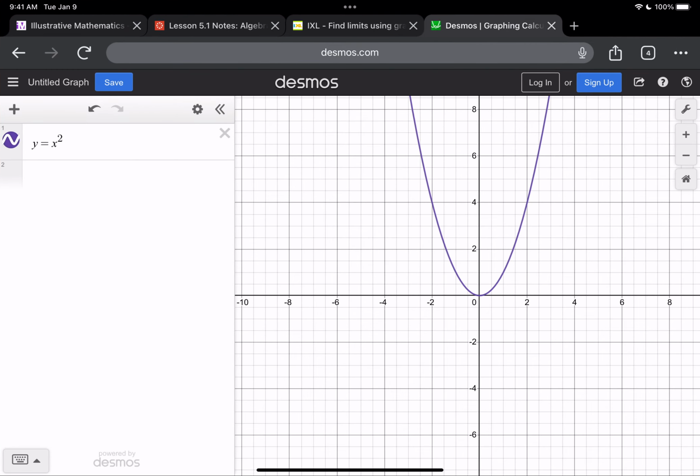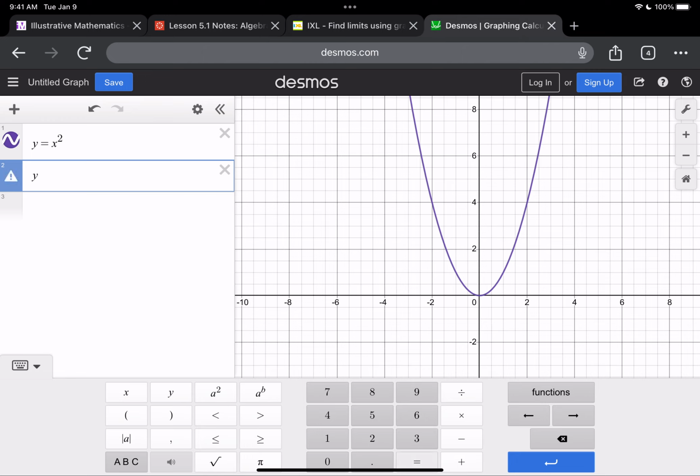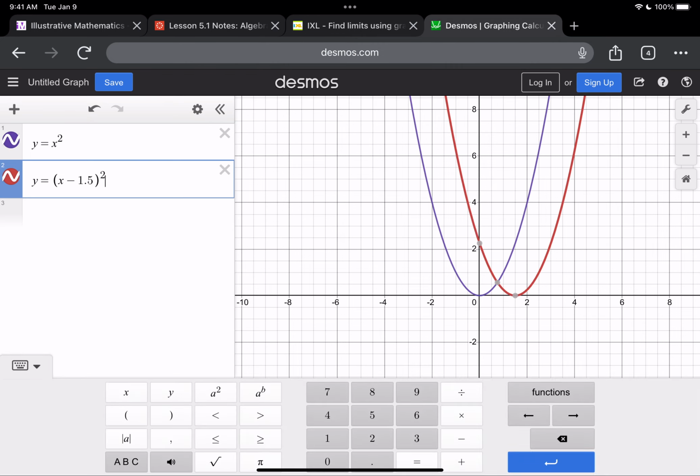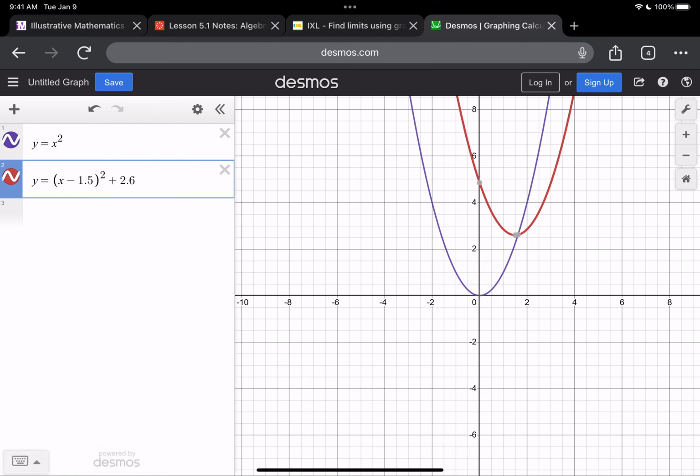I'm going to get rid of this one. I'm going to say y equals, or h of x, in this case, equals parentheses x minus 1.5. Oops, not 15, 1.5. Close that parentheses. It is now squared. So look, I already went to the right 1.5. So if you click on this, I already went to the right 1.5. I'm going to go back to my equation, and I need to go up 2.6, not 26, 2.6. So if I look at this graph right here, guess what? There's my vertex for the red graph.